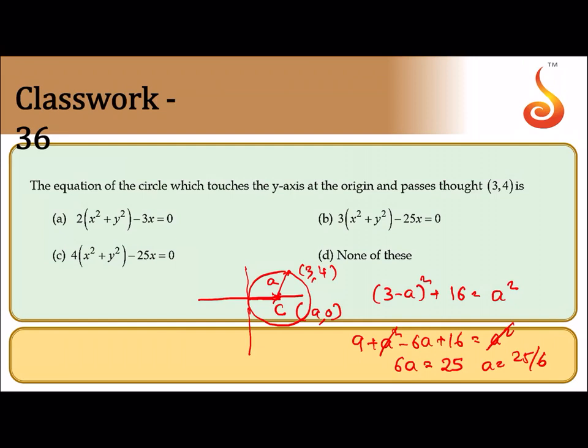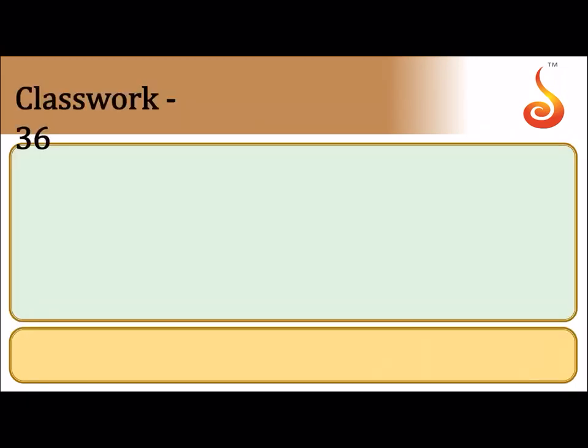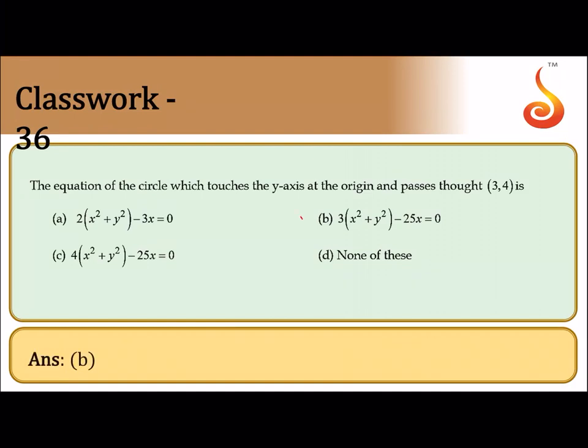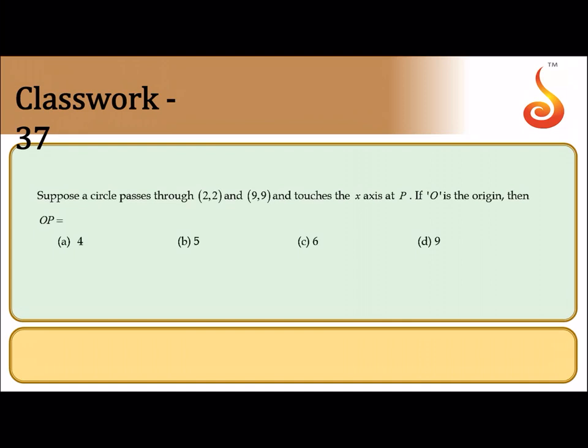a equal to 25 by 6. Radius equal to 25 by 6. So you get option B is correct. Once you know the center and the radius, you can find the circle equation. So option B is correct.